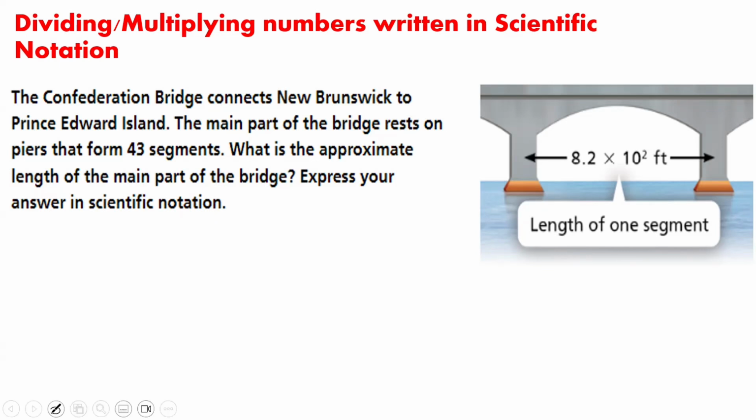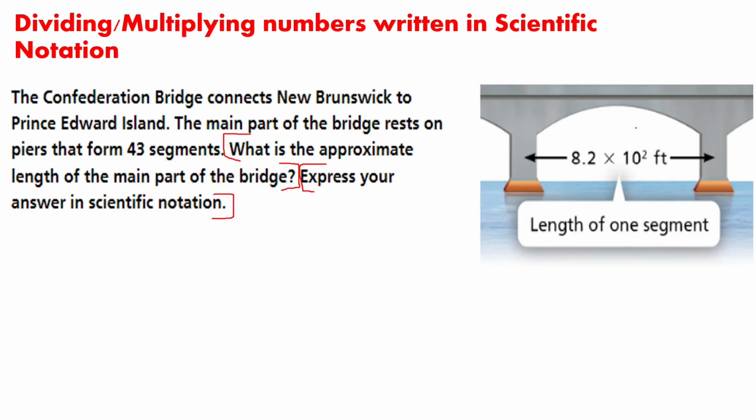Let me just underline and point out our question here. It says, what is the approximate length of the main part of the bridge? So all they're saying is, what is the length of the main part of the bridge that rests on the piers that form 43 segments? Express your answer in scientific notation. So this again is telling us that whatever our solution is, it must be written in the form of scientific notation.